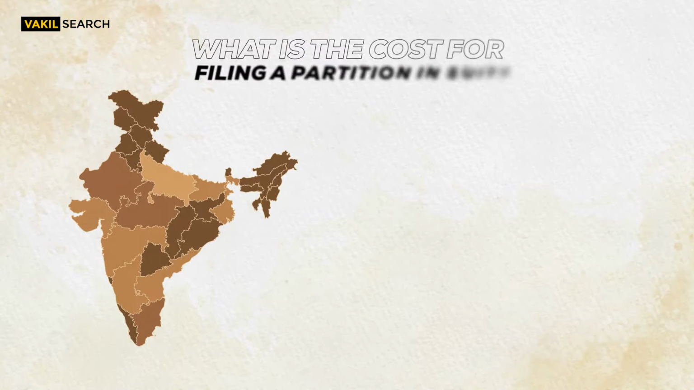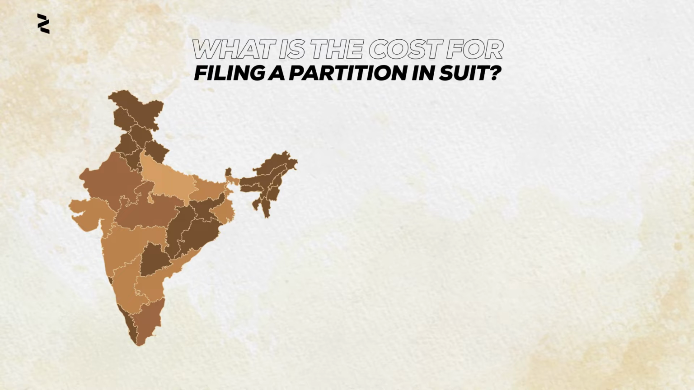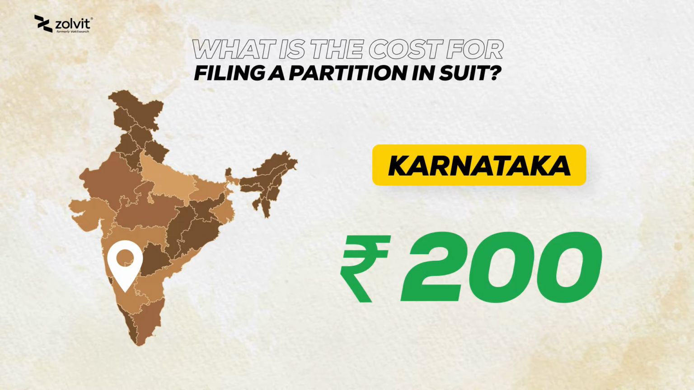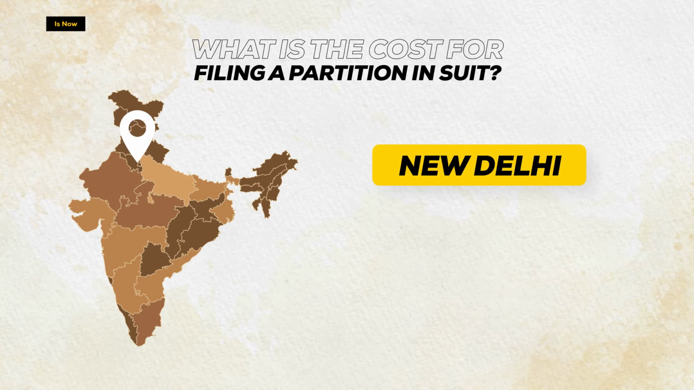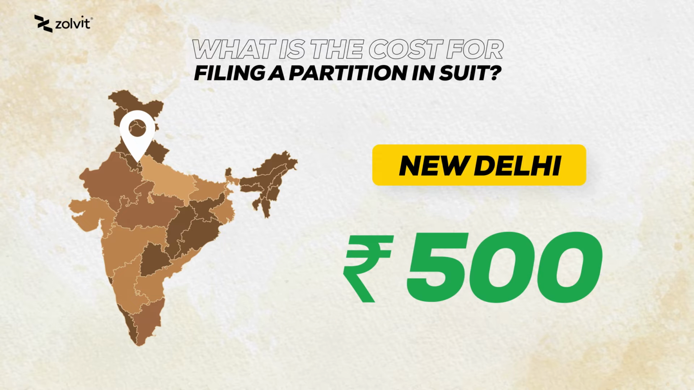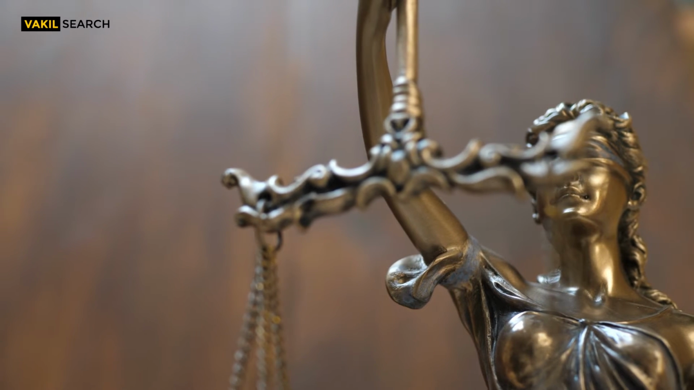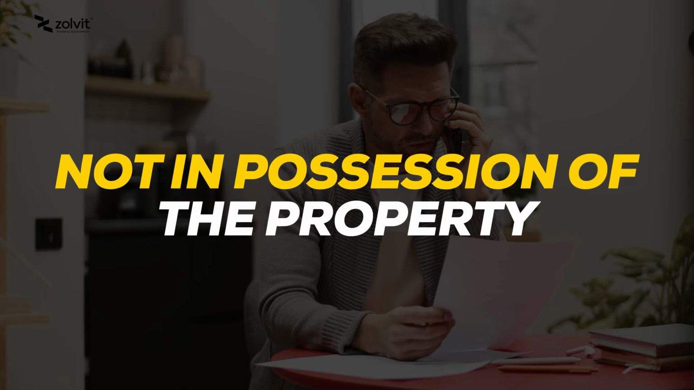Next, what is the cost for filing a partition suit? The cost for filing a partition suit may vary from state to state. For example, the cost for filing a partition suit in Karnataka is fixed at 200 rupees, whereas the same suit costs 500 in New Delhi. Also, the court fees can spike high in case the claimant is not in possession of the property.